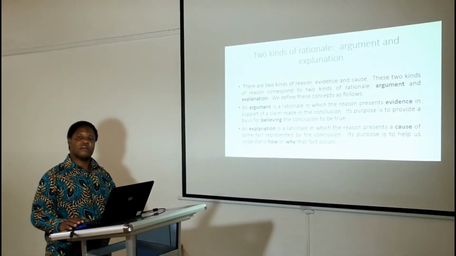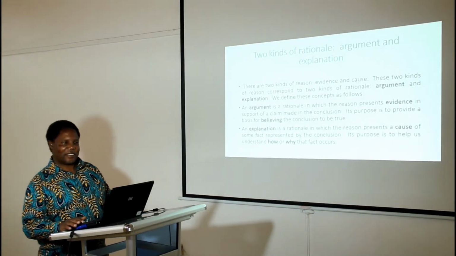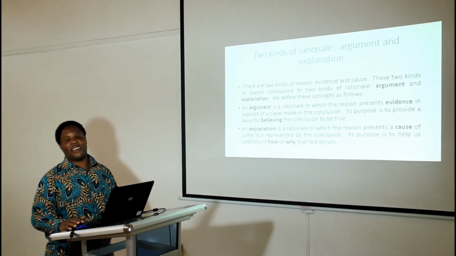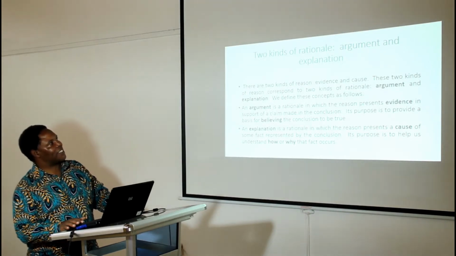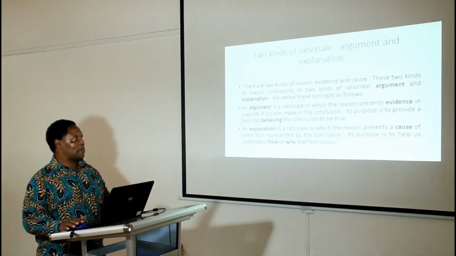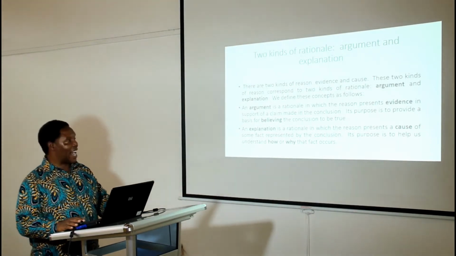So let us follow this Knowledge Area 6, which is an argument and explanation. The argument and explanation is very important in dealing with critical thinking and argumentation. These are two kinds of rationale, an argument and an explanation, and you have to be careful to make a clear distinction between these two. An argument and explanation work together in order to make a better argument.